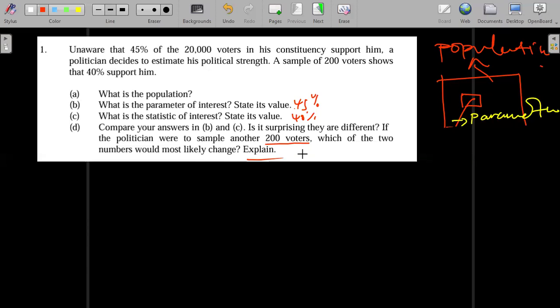Anyone who can help us explain this question? Anyone who explains this question, I'll give you a free subscription for the month of July. Anyone who can explain why those two numbers are different?